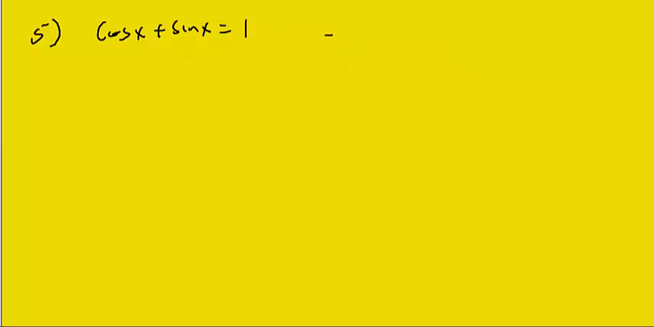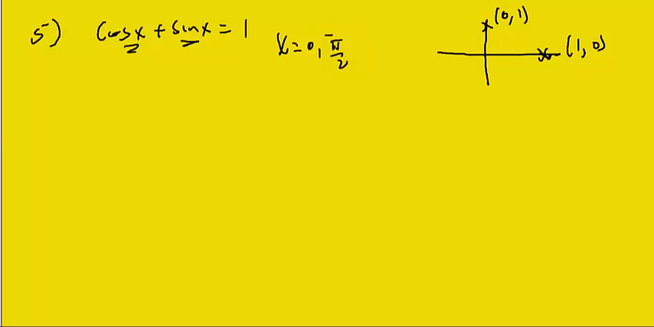Common sense way is just know the unit circle. When you add sine and cosine, you gotta get 1. The only way that can happen is here, because that's 1 comma 0, right? Also here, that's 0 comma 1. There's nowhere else where you add sine and cosine and get positive 1. So your answer is x is equal to 0 and pi over 2. And that's done.